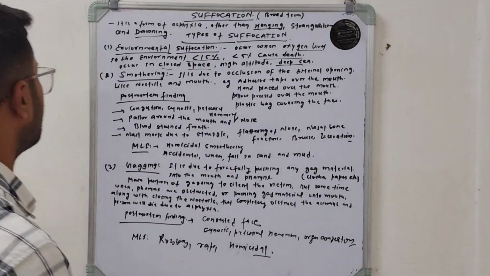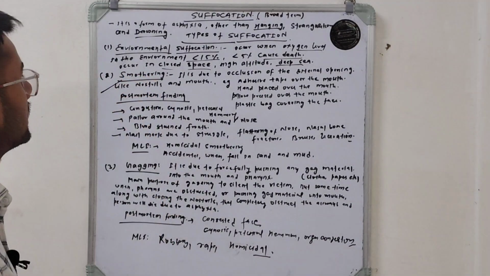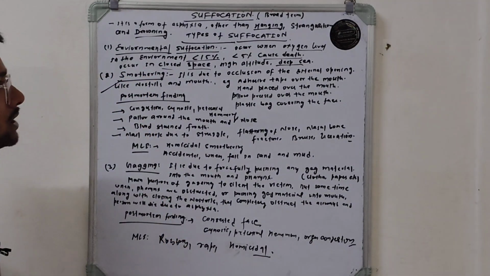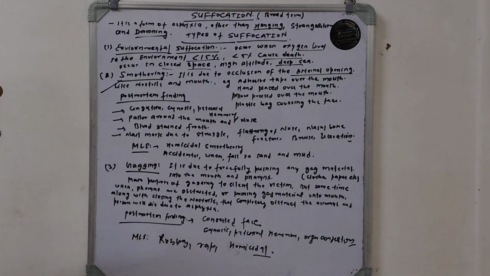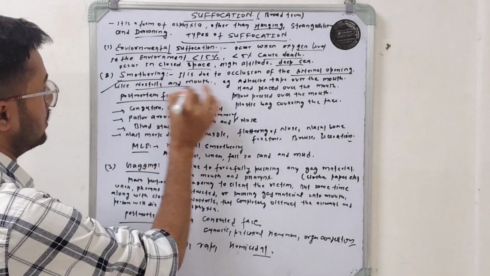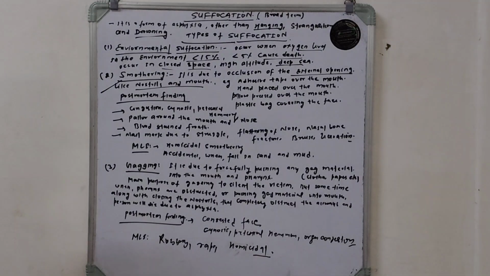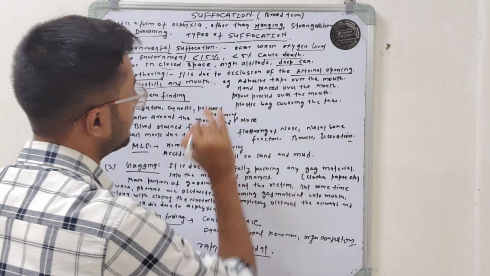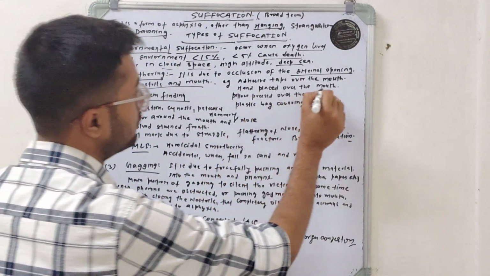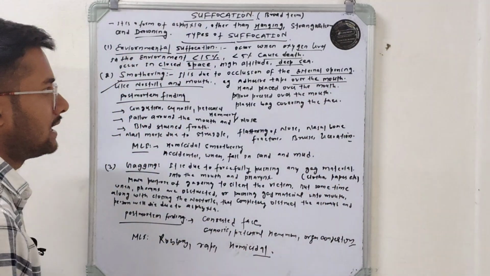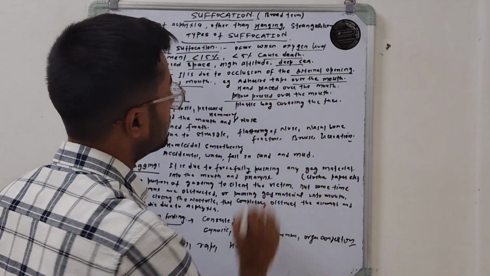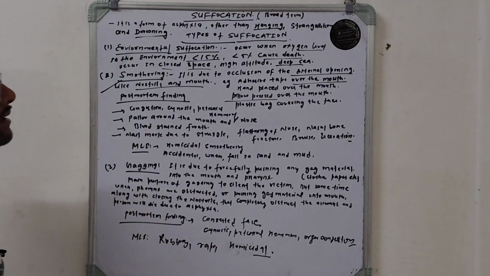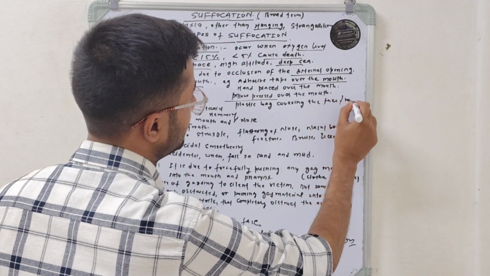The second type of suffocation is smothering. What is smothering? It is due to occlusion of external openings, like the nostrils and mouth. How does this external occlusion occur? It is due to adhesive tape over the mouth, a hand placed over the mouth, a pillow pressed over the mouth, and a plastic bag covering the face or head.